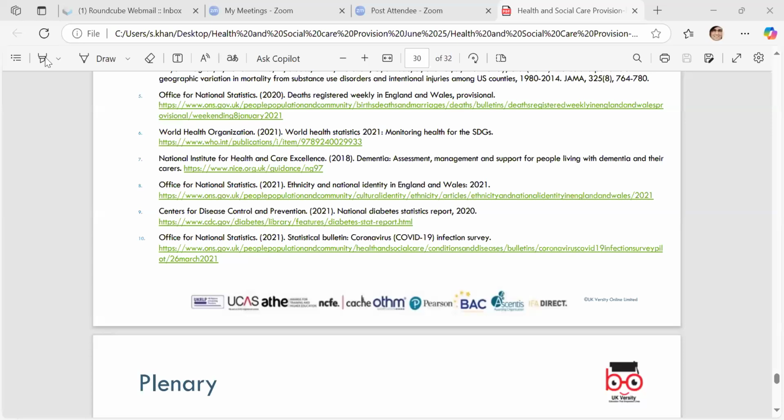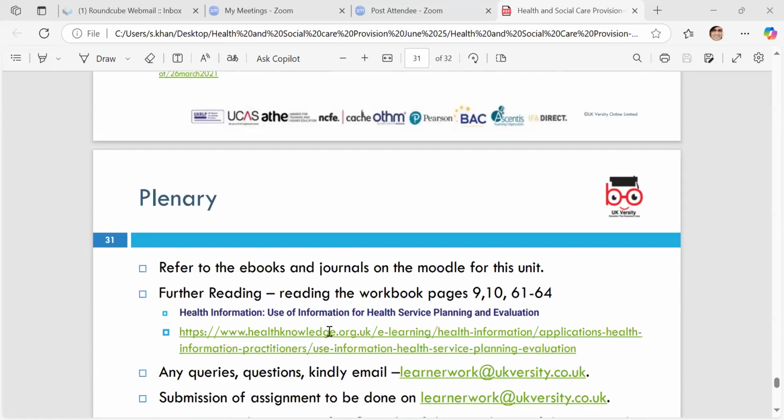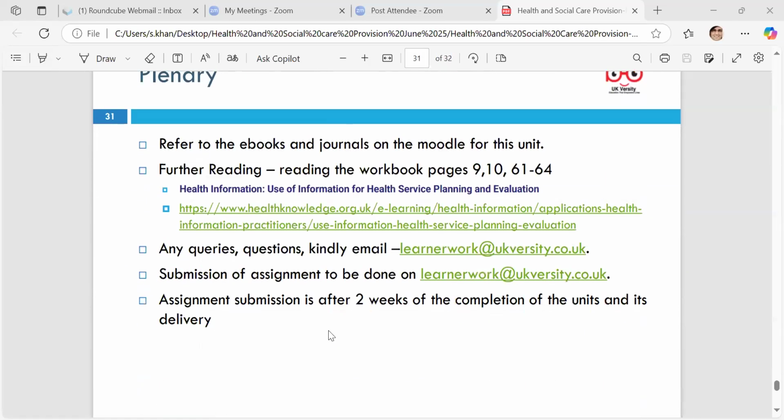So just going back to the plenary, there's lots of ebooks and journals available, or any sort of additional resources available for you on Moodle. There's health information, use of health service planning and evaluation. That's further reading. Pages 9 to 10, 61 to 64. It's a workbook on there. And there's a link there that you can go on to do some extra reading around the health information, around practitioners, and around the element of statistics and data.